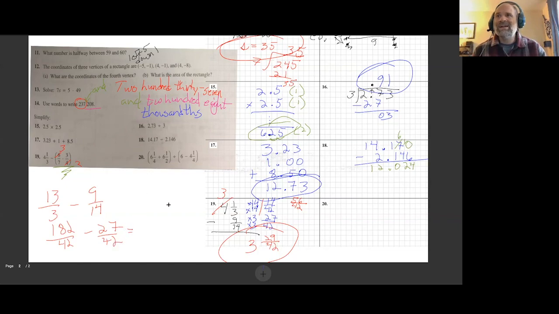So when you subtract, you get 155 forty-seconds, but this is the same answer as 3 and 29 forty-seconds, okay? So if the borrowing thing confuses you, just change them to improper fractions and go for it, okay? Can you guys do one of those two ways?